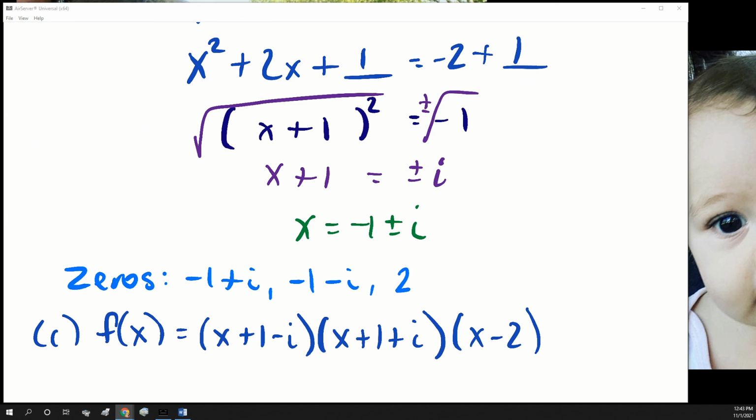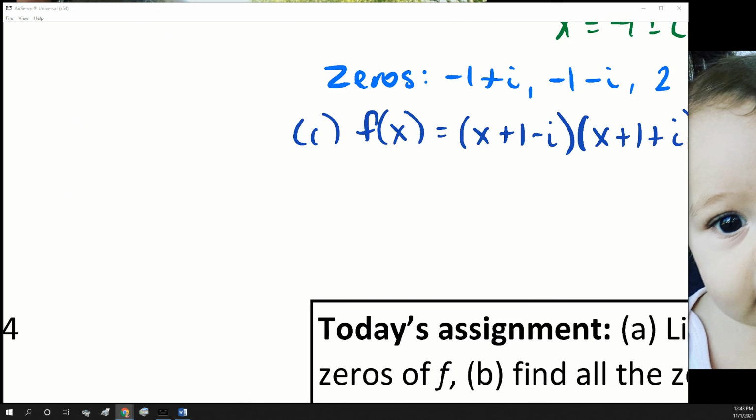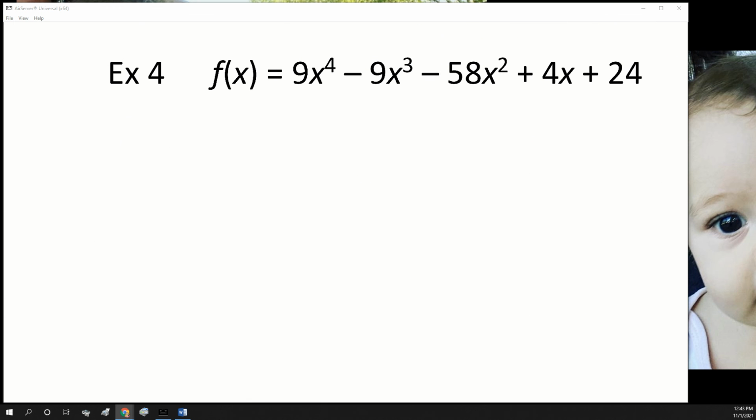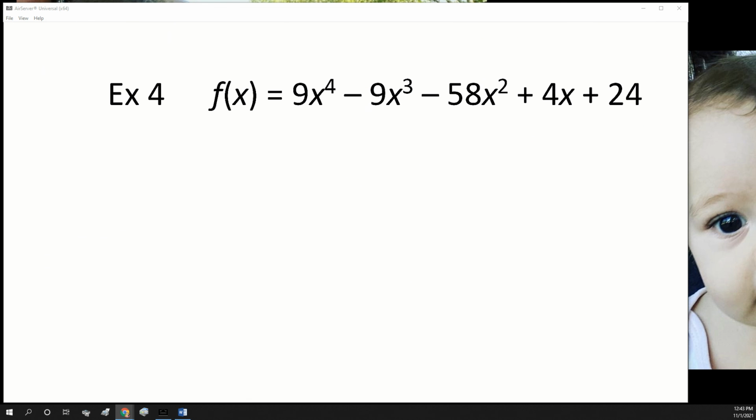All right. We got one more to do. This one is kind of a doozy. It's a lot because it's a quartic. So we're going to have to find 2 possible zeros that actually are zeros. And then we've got the 9 as leading coefficient. So it's a lot. But we're going to start with listing out the factors of 24, which we've already done. We'll do it again.